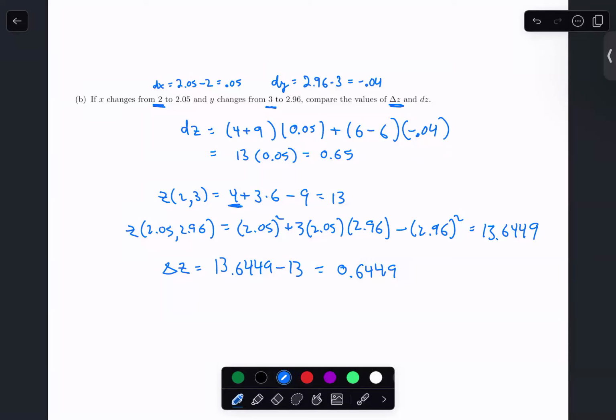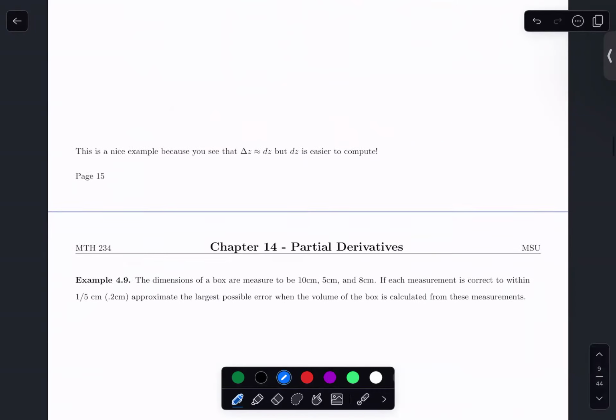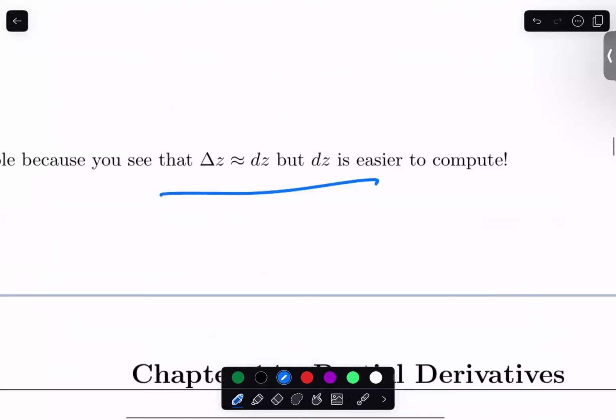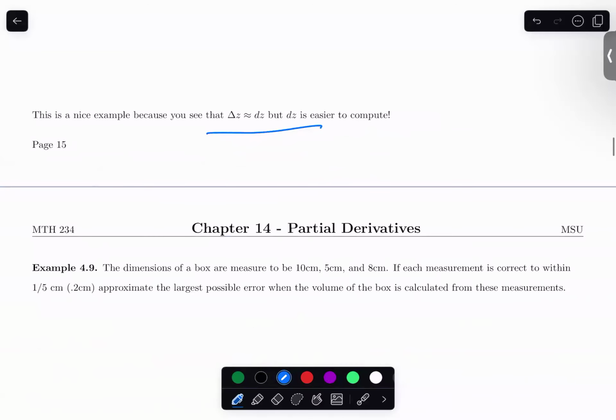Any questions on this one here? All right. Well then, like I mentioned here at the bottom, dz is approximately equal to our true change in z, but much easier to compute. Let's do a more applied style problem here.